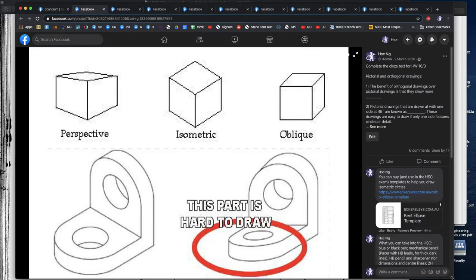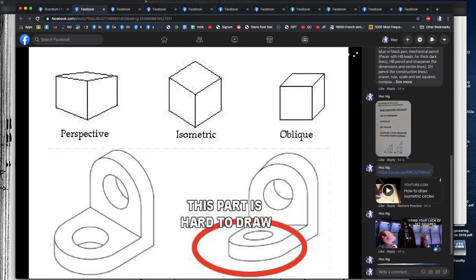And most of the time, when we're going to draw a 3D object, there are different ways we can approach it. But generally we'll start with talking about 3D objects. In this course, we use the term pictorial to refer to 3D drawings. And I have this cloze passage here: pictorial and orthogonal drawings. The benefit of orthogonal drawings over pictorial drawings is that they show more detail. Now, we haven't talked about orthogonal drawings yet, so that may not be the best place to start, but we're going to talk about orthogonal drawings in a second.